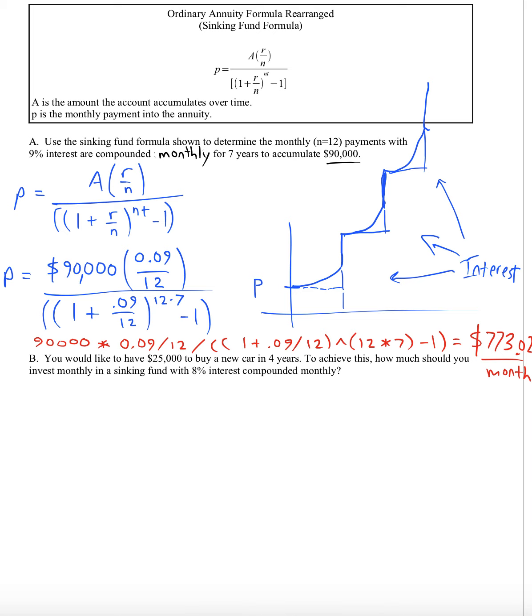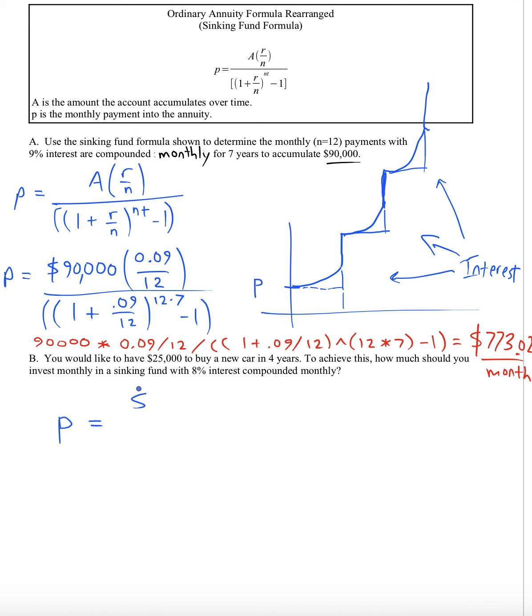Okay, let's try one more. It says you'd like to have $25,000 to buy a new car in 4 years. To achieve this, how much should you invest monthly in a fund where you have 8% interest compounded monthly. Okay.